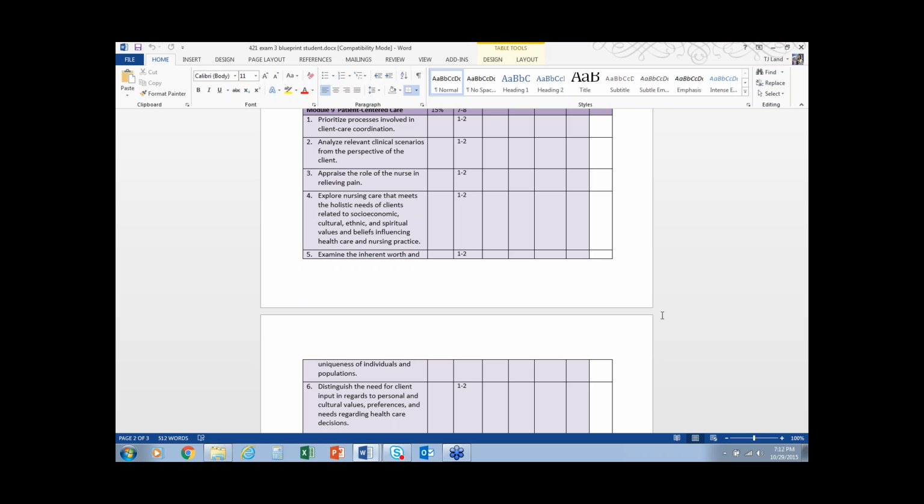The fourth objective is that you need to be able to explore nursing care that meets the holistic needs of clients, where it is related to the socioeconomic, cultural, ethnic, and spiritual values and beliefs that influence healthcare and nursing practice. So we kind of talked about addressing pain in a more holistic way, and that's your role as a nurse to be able to do that. So now, moving to the next one, what does it mean when you as a nurse are providing your care in a holistic fashion?